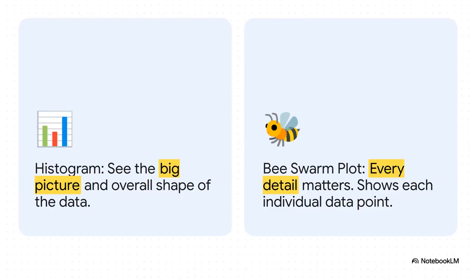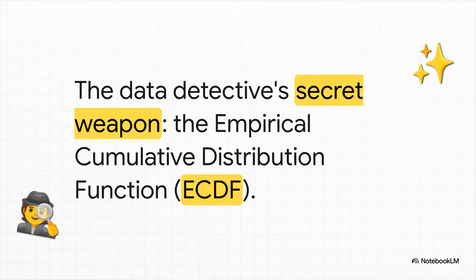Now, this brings up a choice. A histogram is perfect for seeing the big picture, right? The overall shape. But what if every single data point really matters to you? For smaller data sets, a bee-swarm plot is just brilliant. It shows you the distribution, but you can still see every single individual dot. No detail gets lost.